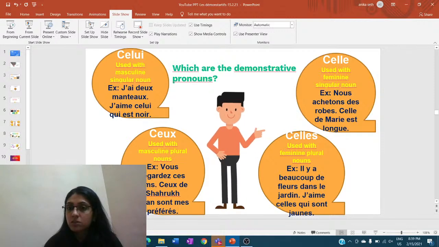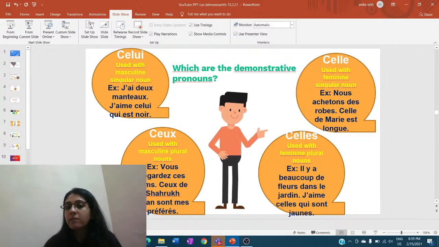So first mention the noun in the sentence, la robe de Marie. Immediately you get to know you have to replace la robe because it is feminine singular. So the demonstrative pronoun will be celle.